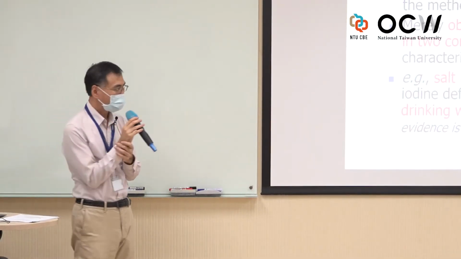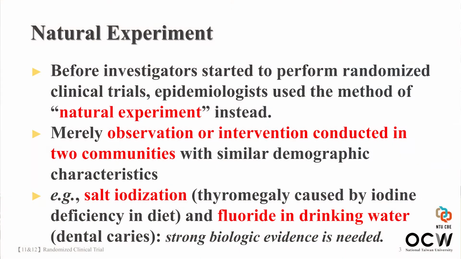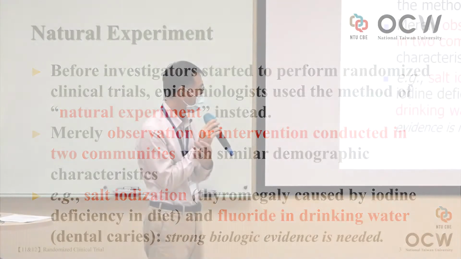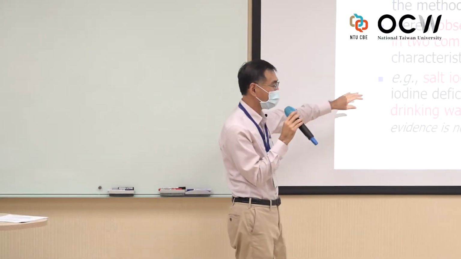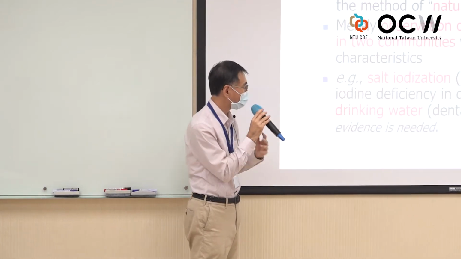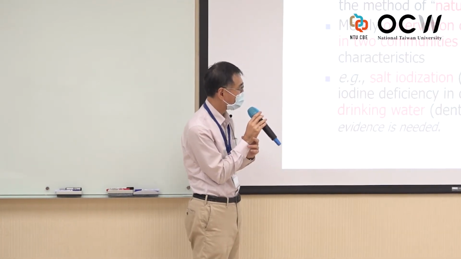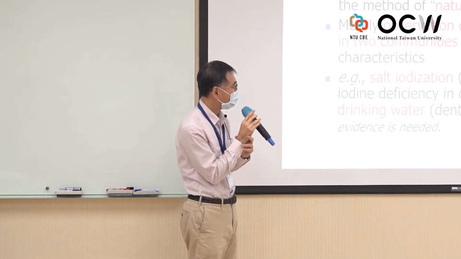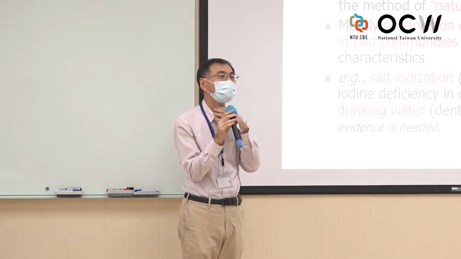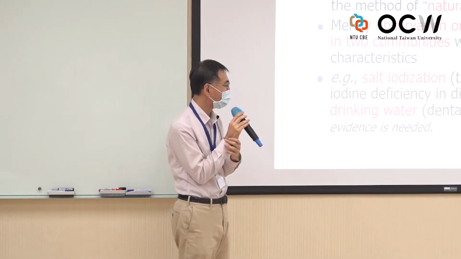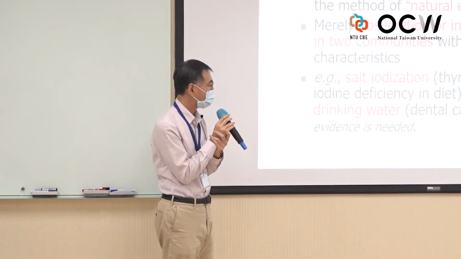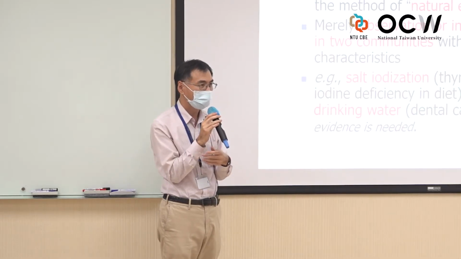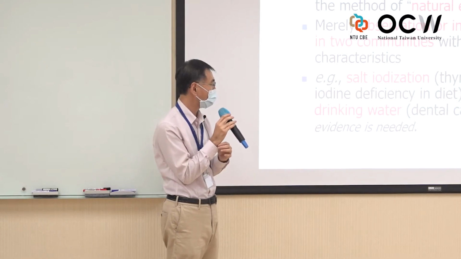Okay, and the basic example is the salt iodization, which is the cause of the thyromegaly. I'll show the pictures or figures next slide. If you have iodine deficiency in diet, then you're more likely to have the disease called thyromegaly. Although it's kind of apparent, you can see swollen thing on the neck. But it also causes a series of diseases.